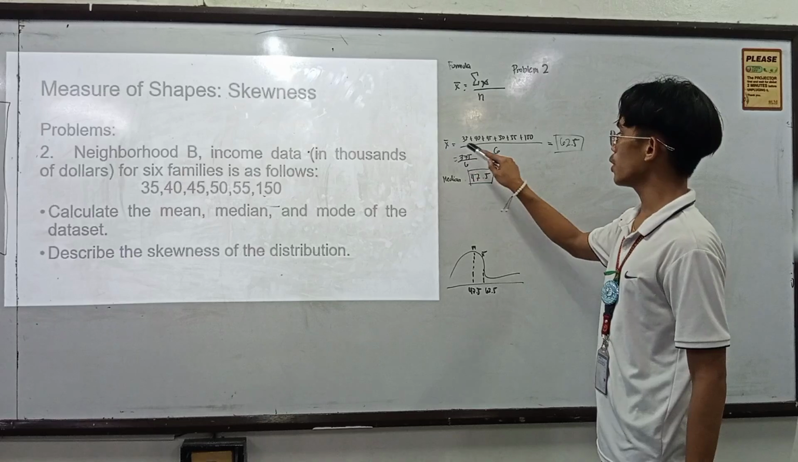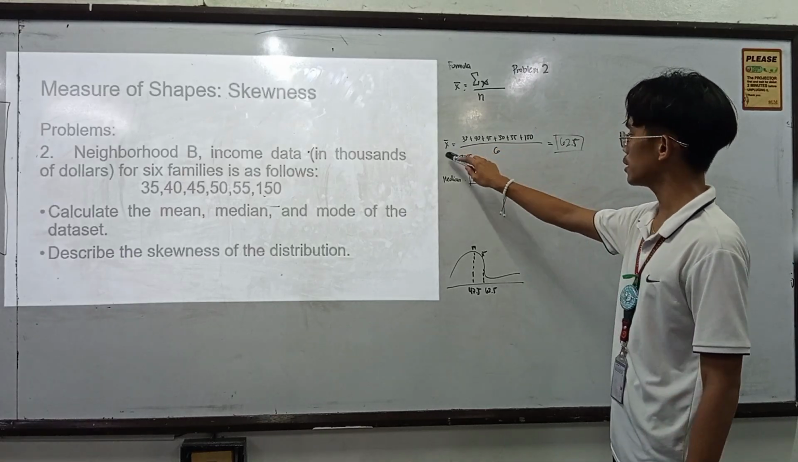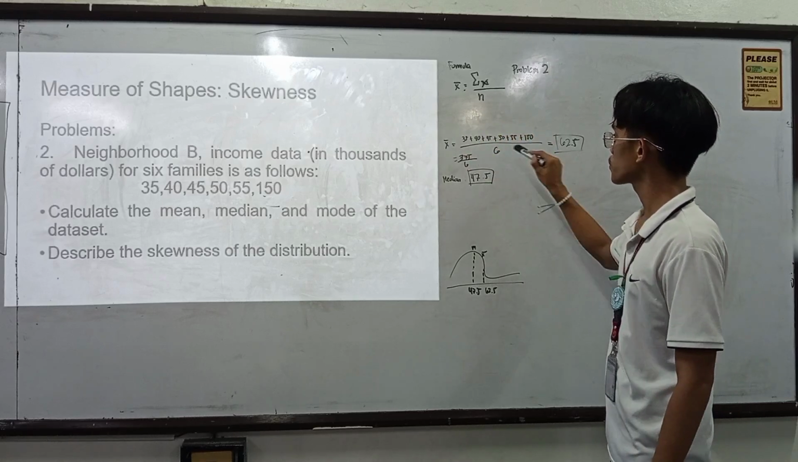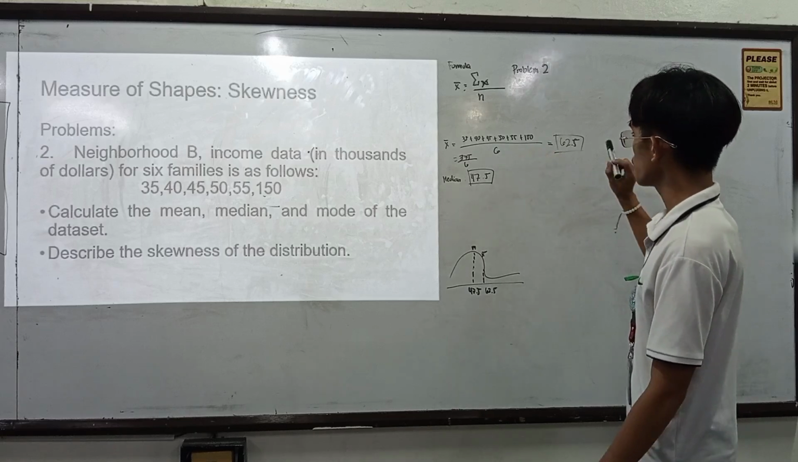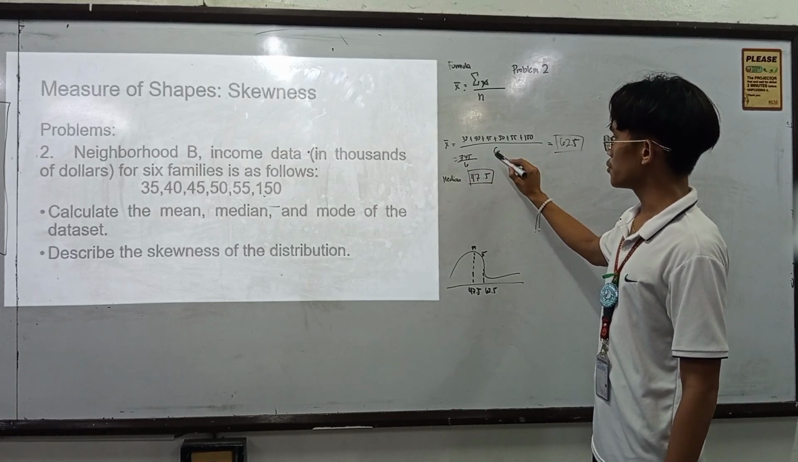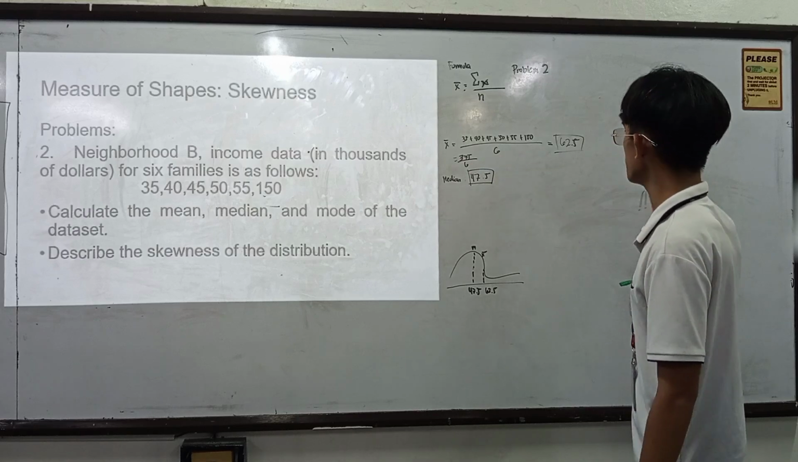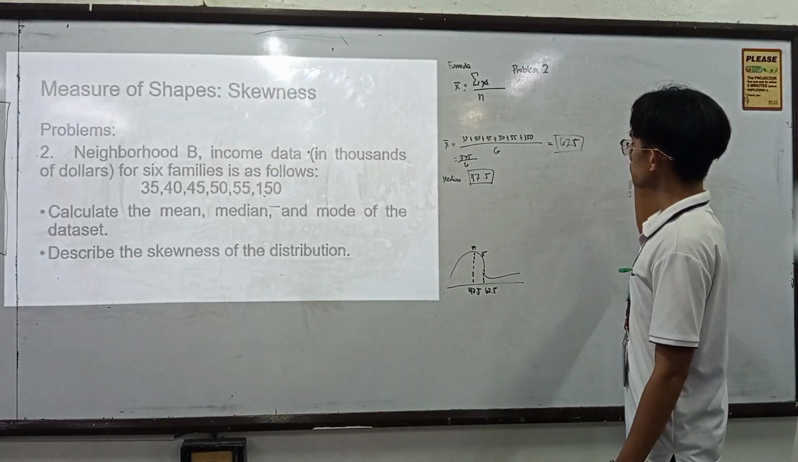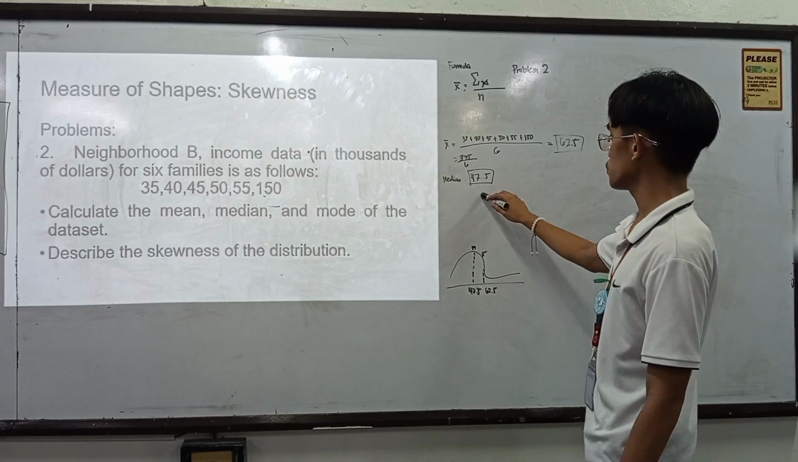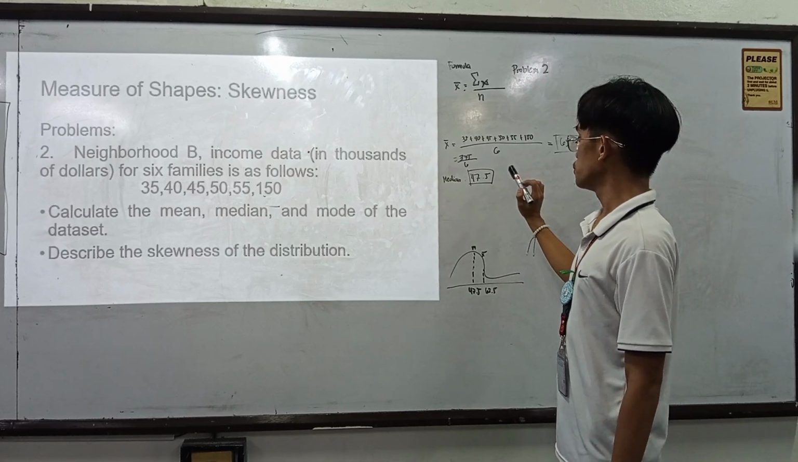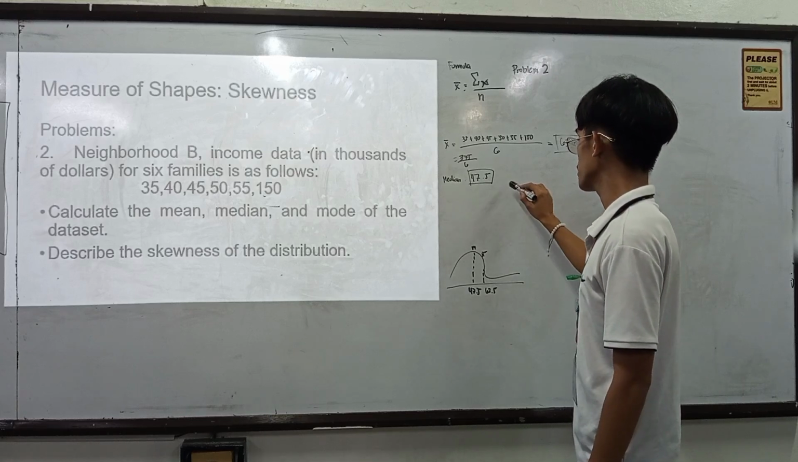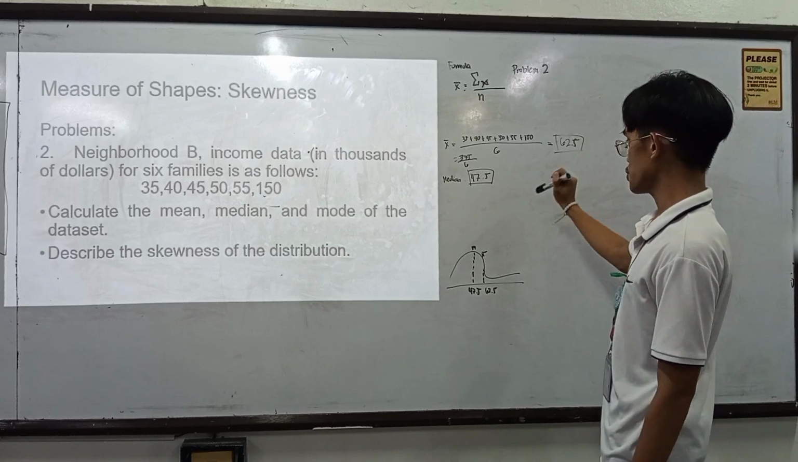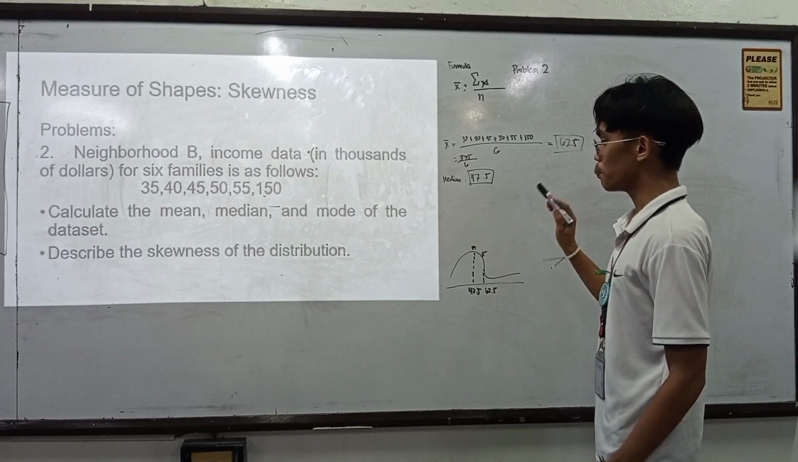Now, to calculate the mean, we take the summation of the dataset over 6. So we got 375 over 6. Then eventually the value of the mean is 62.5. Now the median would be 47.5. As you can see, the value of the mean is larger than the value of the median.